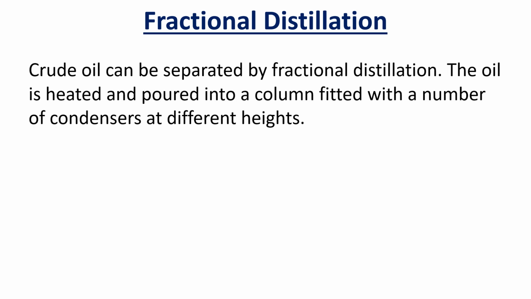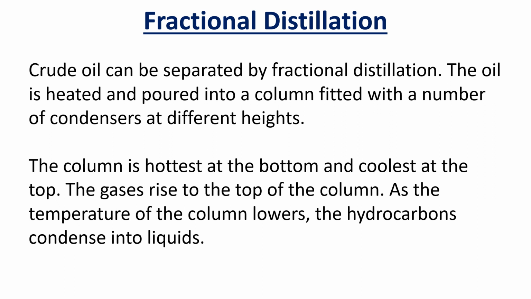The heated oil, now in a mostly gaseous state, is passed into a fractionating column, which is fitted with a number of condensers at different heights. The column is hottest at the bottom and coolest at the top. The hot gases rise towards the top of the column. However, when they reach an area of the column that has a lower temperature than their boiling point, then they condense into a liquid and can be obtained.